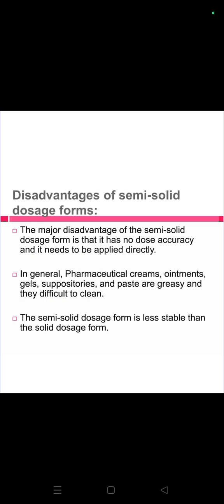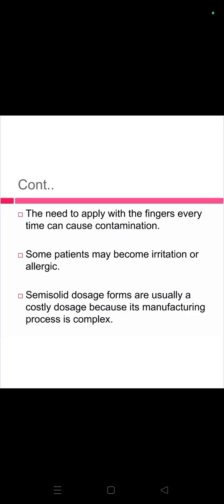Then, disadvantages of semi-solid dosage forms. The major disadvantage of the semi-solid dosage form is that it has no dose accuracy and it needs to be applied directly. In general, pharmaceutical creams, ointments, gels, suppositories and pastes are greasy and difficult to clean. The semi-solid dosage form is less stable than the solid dosage form. The need to apply with the fingers every time can cause contamination. Some patients may become irritated or allergic.